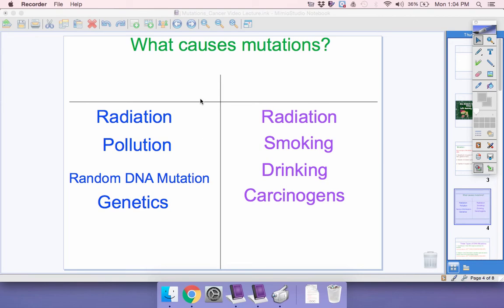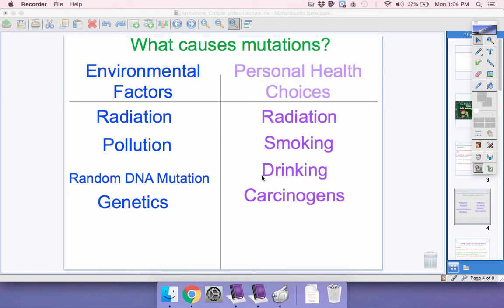Hopefully you've been able to try to guess what they are, so you might want to pause and see if you can figure out what they are. But on this side, I have environmental factors. So radiation, pollution, random DNA mutations, genetics. You don't really have control over this stuff.